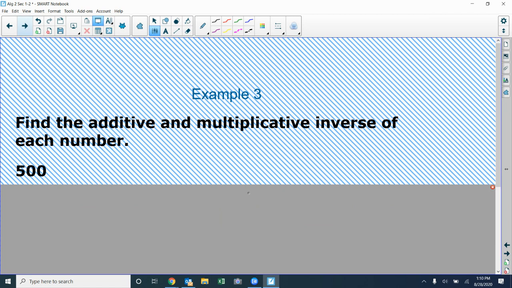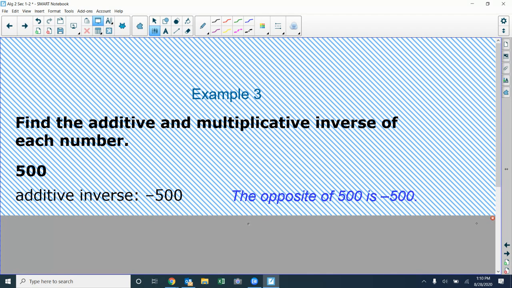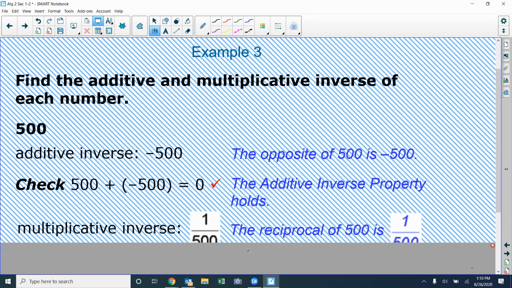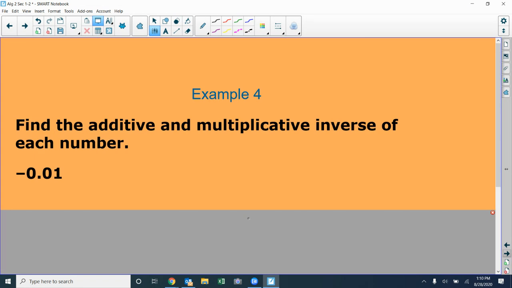What do you think? Inverse here would be what, 500? What am I going to multiply by? Negative 500. Negative 500, what am I going to multiply by? There we go, 1/500. I'm going to move on now, my friends.